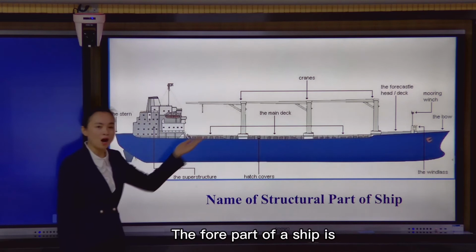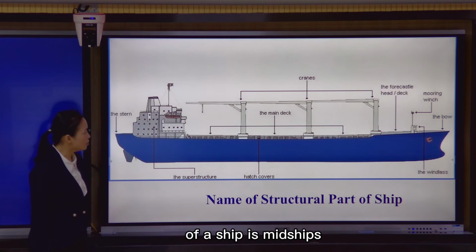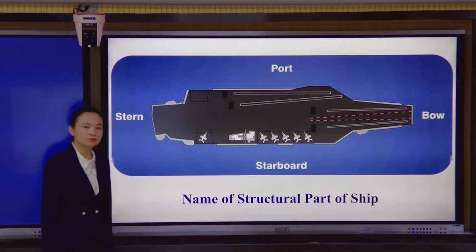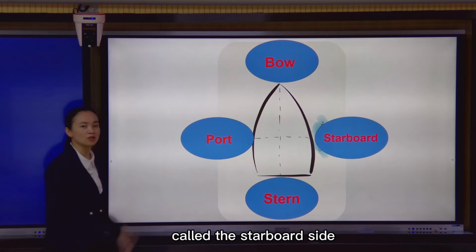The fore part of a ship is called the bow, and the after part is called the stern. The middle part of a ship is amidships. When standing on board and facing the bow, the left-hand side is called the port side, and your right-hand side is called the starboard side. Do you have some rough ideas about the structural parts of a ship?